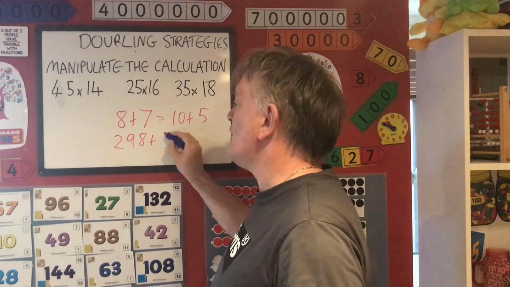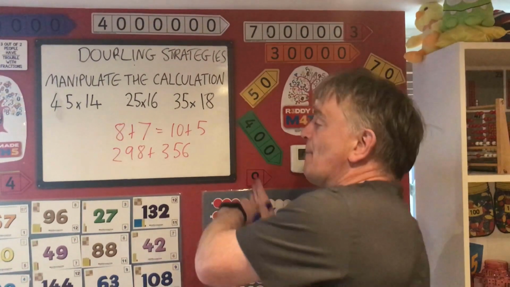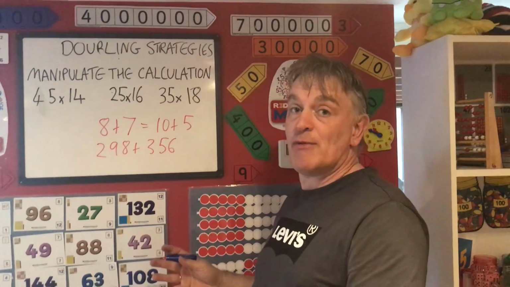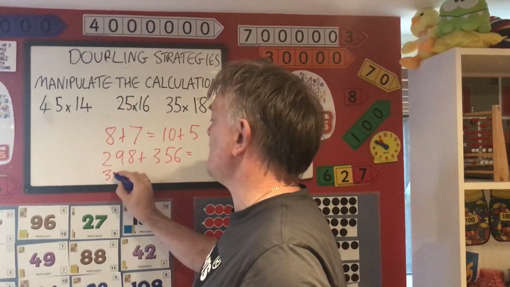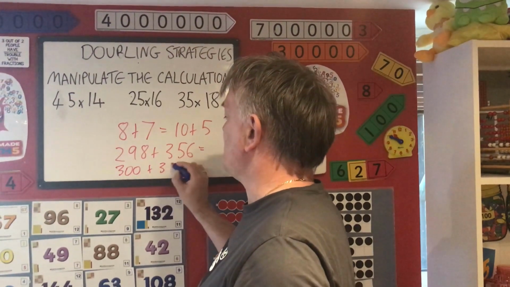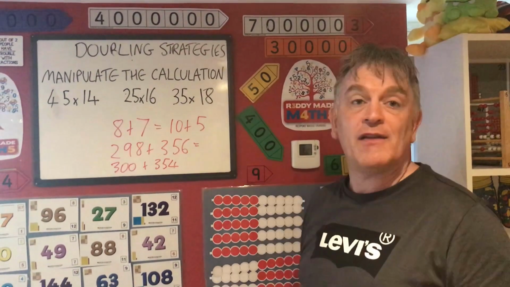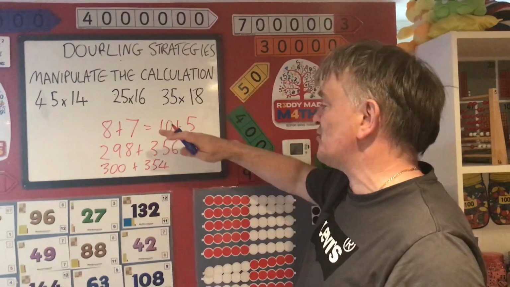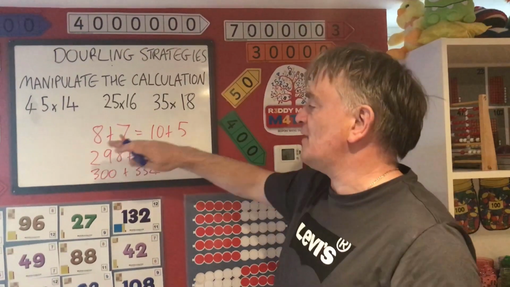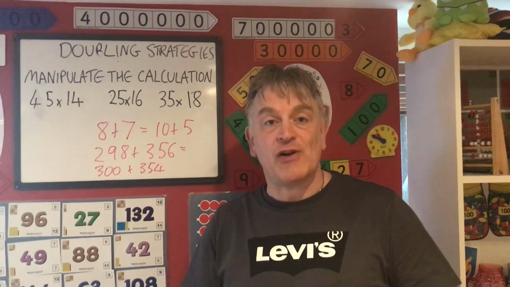We then started to use that with bigger numbers, so if we had a calculation such as 298 plus 356, we made that calculation much easier, again by passing 2 over. We just kept the same amount in total, but we passed 2 over, and that became 300 plus 354. So again, 10 plus 5 is a much easier calculation than 8 plus 7. 354 add 300 is definitely a much easier calculation than 356 add 298. And so we looked at that as one of the main strategies for addition.